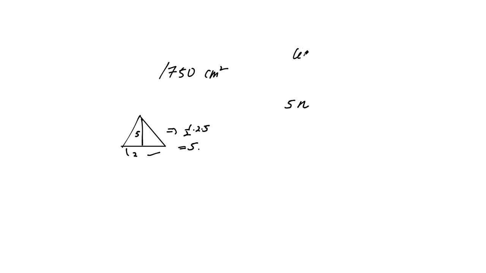So we have to say let n be the number of tiles. This is given to be 1750. Therefore, n is going to be 350. There are 350 triangular tiles that make up the mural.